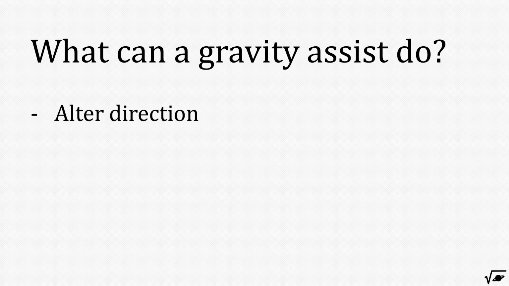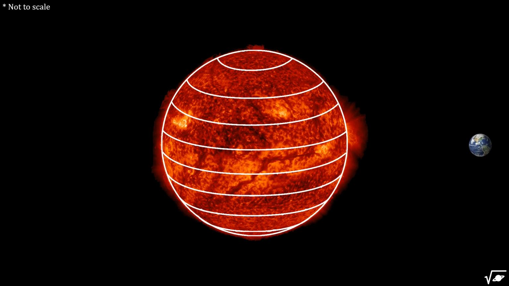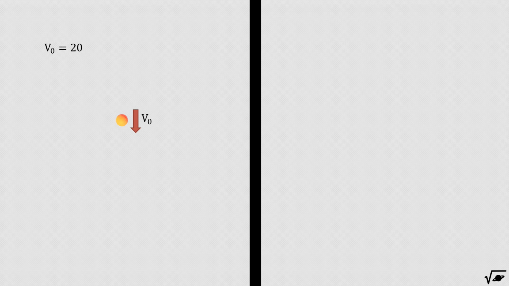But a gravity assist can do more. It can also increase or decrease velocity. We will see this when we take the motion of the planet into account. Going back to the analogy of the bouncy ball, if instead the ball is aimed at the front of a moving truck, v1 will be a function of both v0 and v-truck.